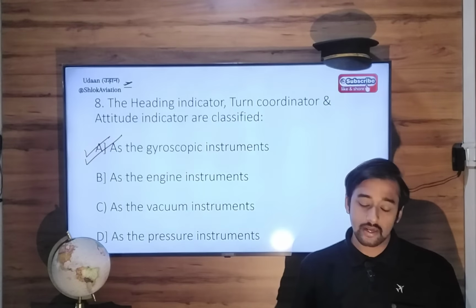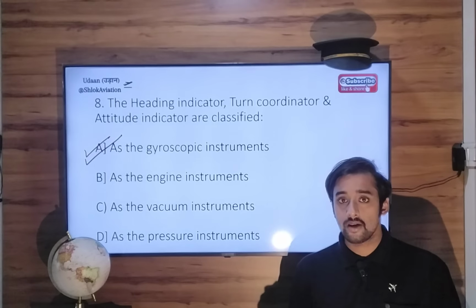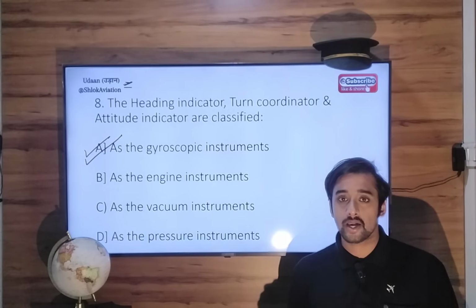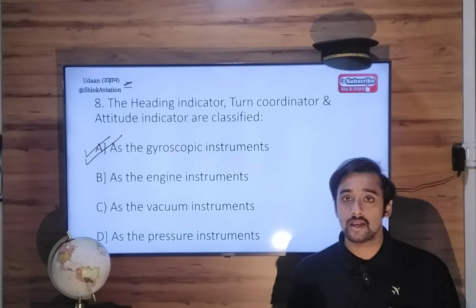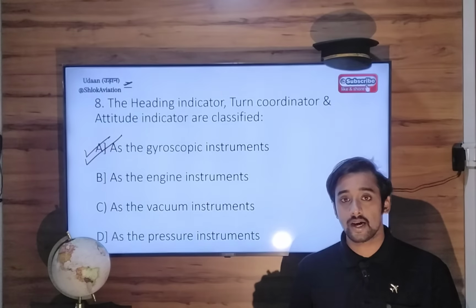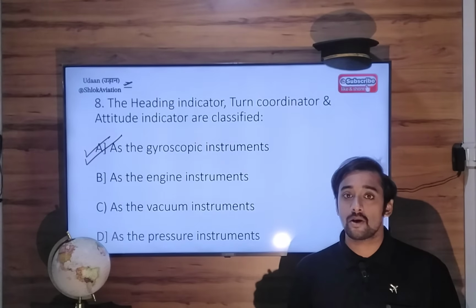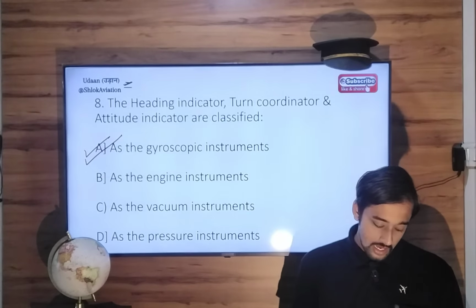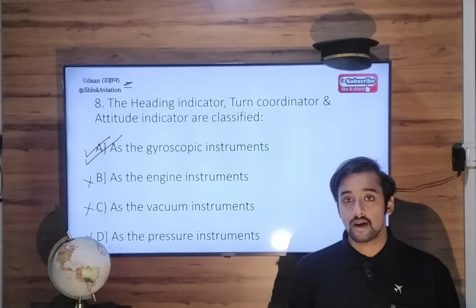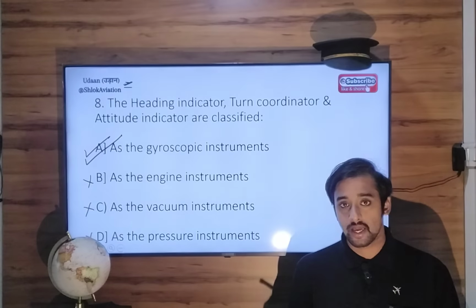Had the question not included turn coordinator, we could have selected option C, vacuum instruments. But now we have to select an option which is suitable for all three instruments. And option A is the correct one as far as it is concerned about gyroscopic instruments, not vacuum instruments. Delta pressure instruments are your altimeter, airspeed indicator, vertical speed indicator.